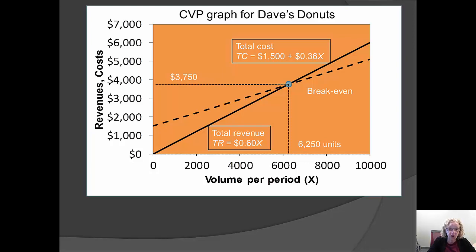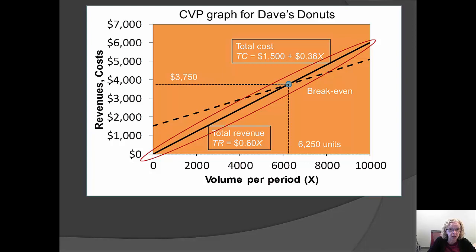Most accountants don't like graphs. However, they're incredibly useful. This is a cost volume profit graph for Dave's Donuts, exactly what we've talked about so far. If you take a look at the graph, this line represents our total sales revenue.